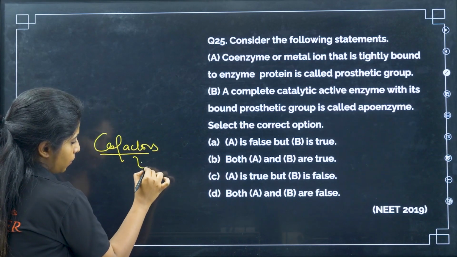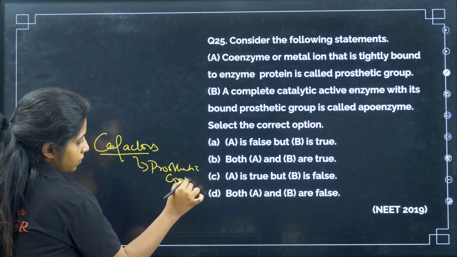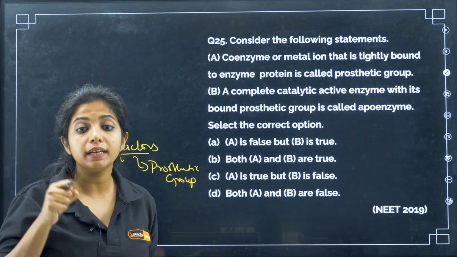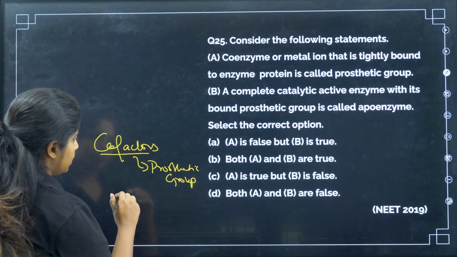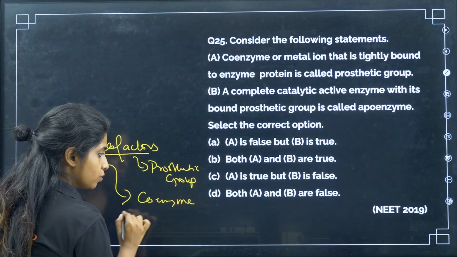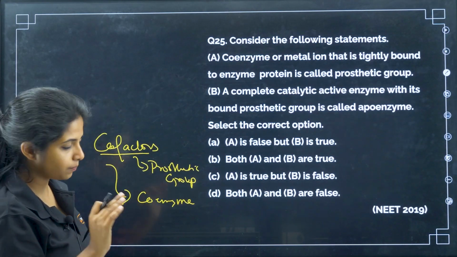You have 3 types of cofactors. One is prosthetic group, which is a non-protein group, and it is very firmly attached to the enzyme. After that you have coenzyme. Coenzyme is also non-protein, and basically they are transient. They attach for some time and they go off.